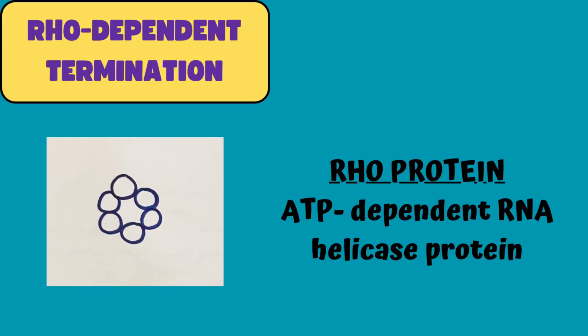Rho-dependent termination. It is a termination mechanism in prokaryotes that involves Rho protein. Rho protein is an ATP-dependent RNA helicase protein that plays a crucial role in termination. It binds to the newly synthesized RNA molecule and moves along it in the 5' to 3' direction.